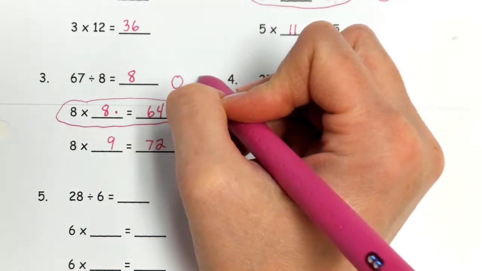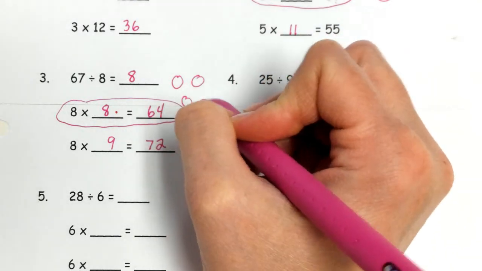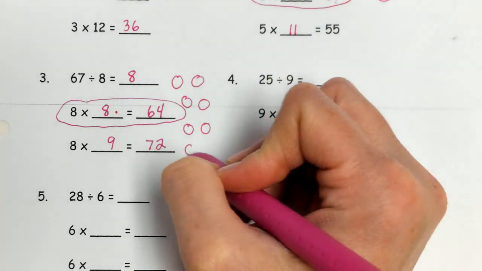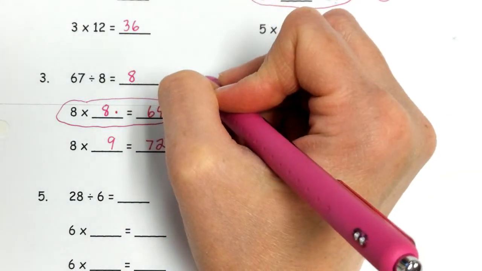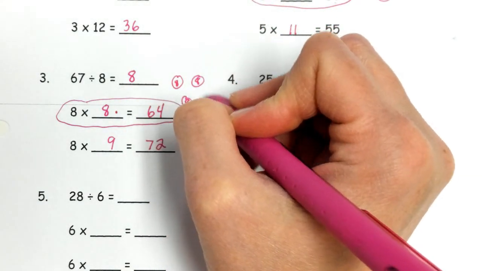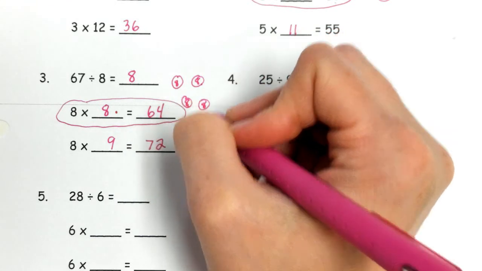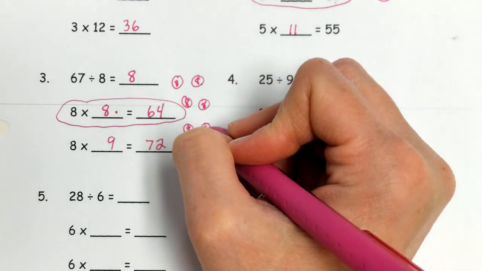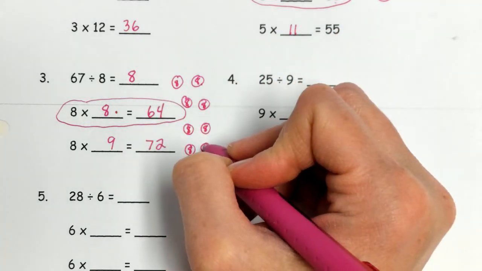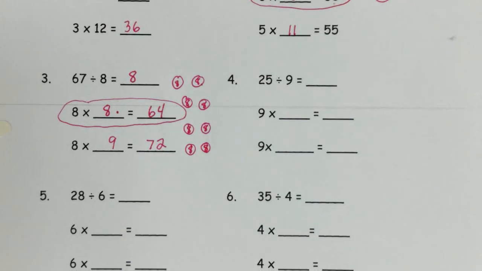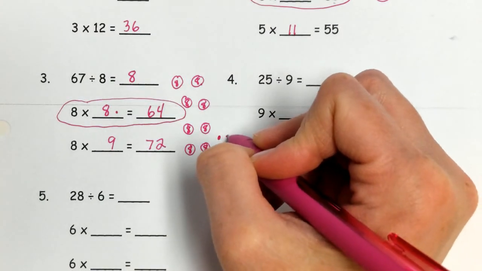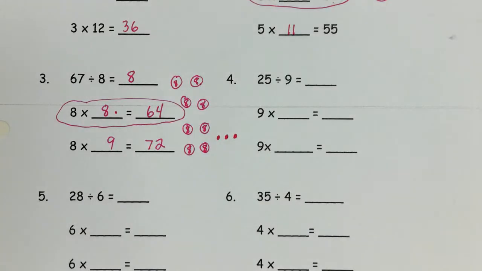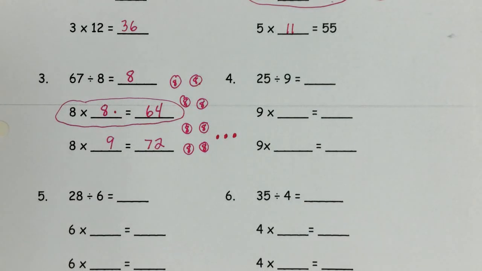So if I have 8 groups, and I put 8 in each group, I'm going to count by 8s. 8, 16, 24, 32, 40, 48, 56, 64, 65, 66, 67. How many do I have left over? 3.